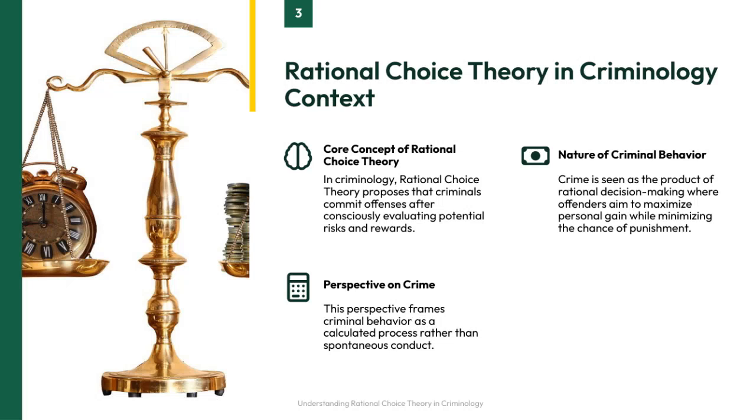Rational choice theory in criminology is built on the idea that criminals make conscious decisions before committing a crime. They weigh the potential risks against the rewards, much like anyone would when making a choice. Essentially, crime is viewed as a rational act where offenders try to maximize their personal gain while keeping the chances of getting caught or punished as low as possible. This theory shifts our perspective on crime, seeing it not as impulsive or random behavior, but as a calculated process where individuals carefully consider their actions. Understanding this helps us better analyze why crimes happen and how to prevent them.